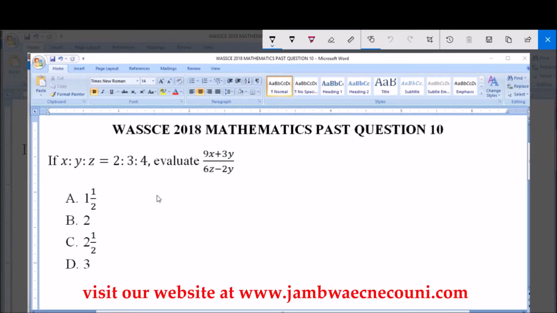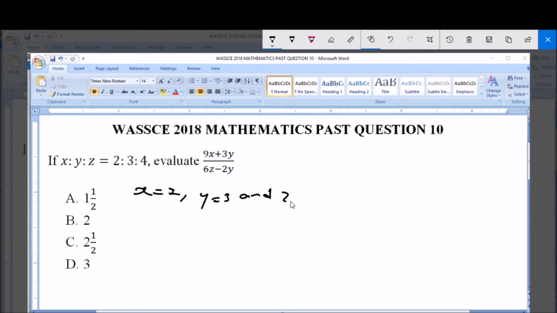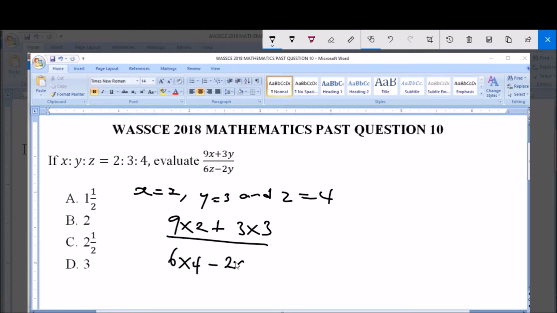ratio 4, it simply means that x is equal to 2, y is equal to 3, and z is equal to 4. Now with this we can simplify this. So we are given 9x. It simply means 9 multiplied by 2 plus 3 multiplied by y, which is 3, all over 6z, that's 6 multiplied by 4 minus 2y, that is 2 multiplied by 3.